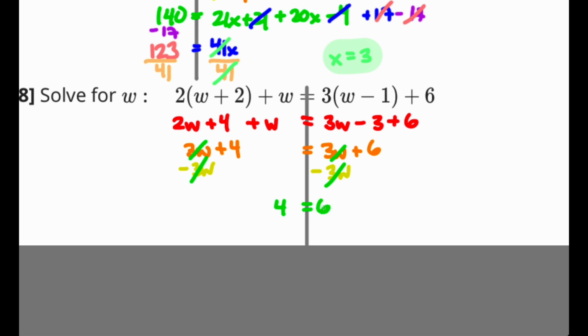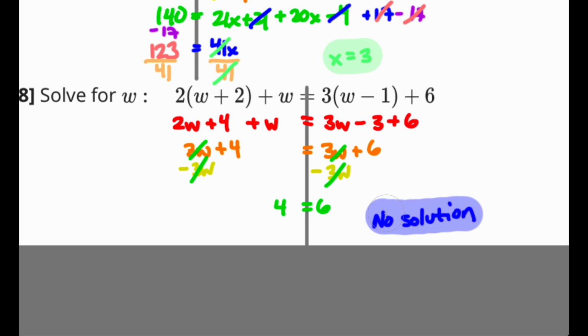That is untrue. Whenever this happens where there's no more x's, everything cancels out, and the equation that's left over is not true, for example 4 is not equal to 6, the answer that you're going to want to write down is no solution. That means there is no such thing as an x value that you can use that would ever make the original equation true.